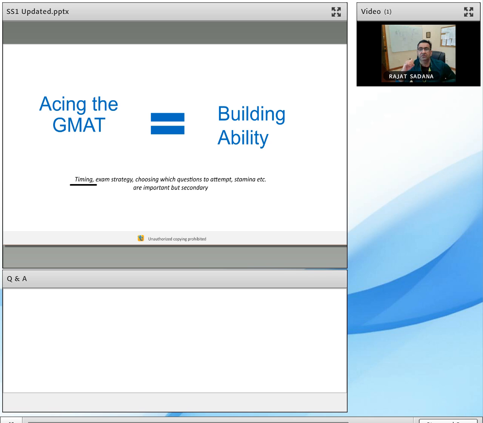Those are important things, but building ability is about 80% of acing the GMAT. Fixing your timing, adding more stamina, and so on constitutes about 20% of this. Now, it's important, which means if you want to get to that 730, 740 score, you need to be at 100%. But if you don't build ability, fixing your timing and building stamina is not going to help you in any way. On the other hand, if you build your ability, you won't have to spend as much time fixing your timing.